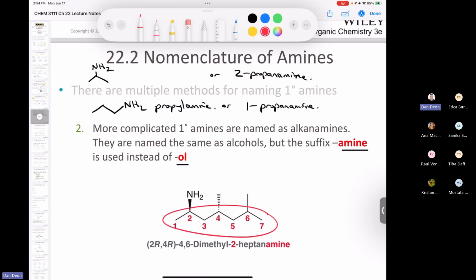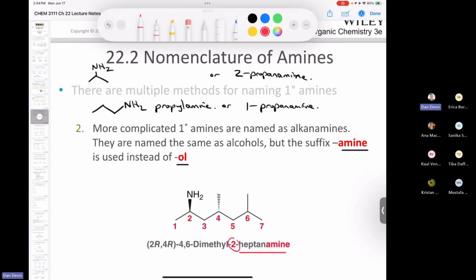So if you look at this compound here, obviously it's a primary amine, but this group is just way too big to give some common name. So we see that the longest chain that contains the functional group has 7 carbons. So it's some kind of not heptanol, it's a heptane amine. Okay, the amino group is at carbon number 2.